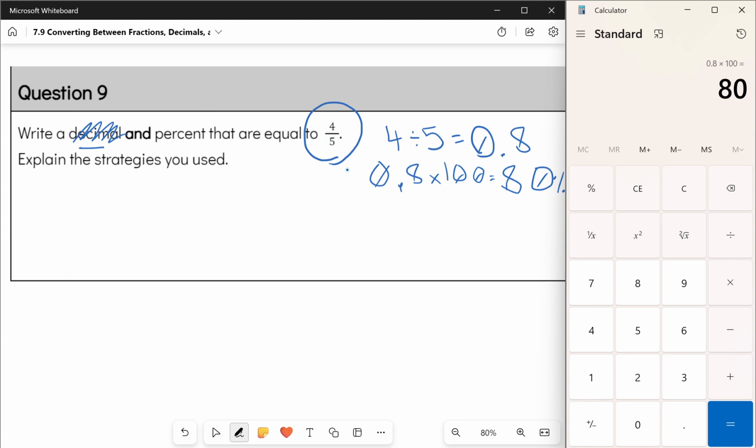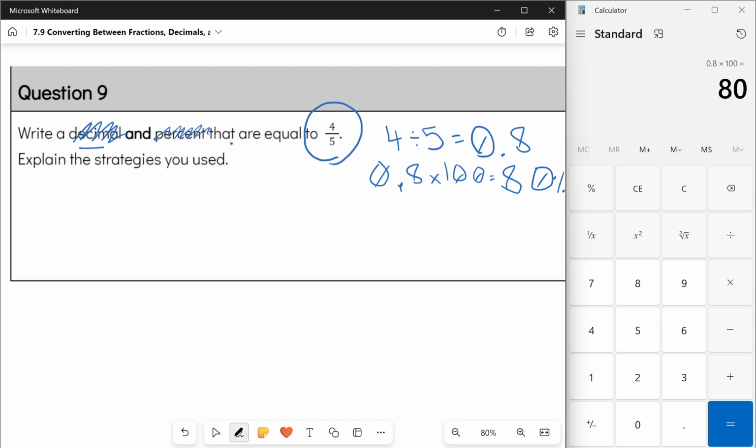Any fraction in the world, even if it's an improper fraction, even if the numerator is higher than the denominator, if we take that top number divided by the bottom number and times by 100, it will give us the percentage version of that fraction. So we have found our two answers. It asks us for a decimal. We got 0.8. It asks us for a percent. We got 80%. So I guess I can cross that off as well.